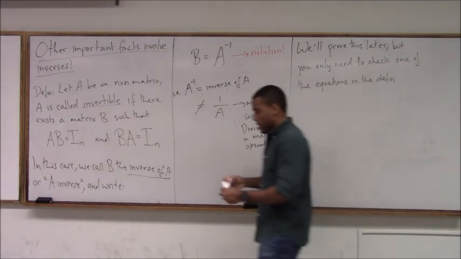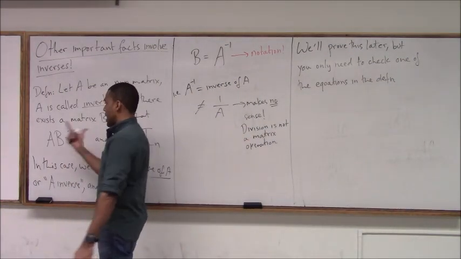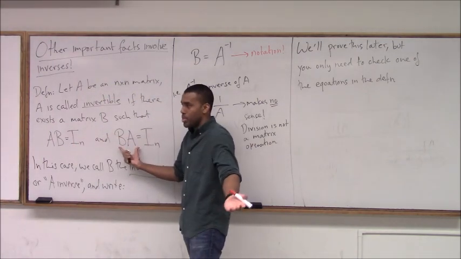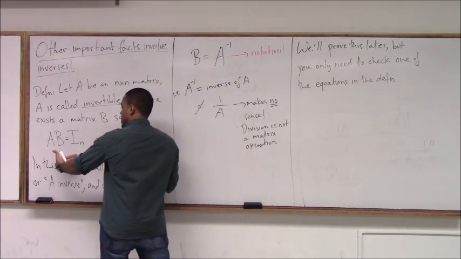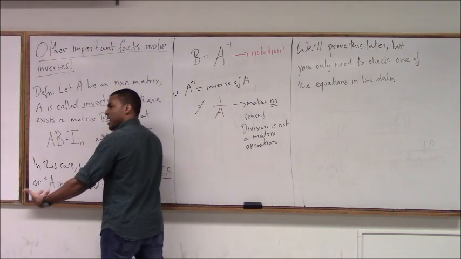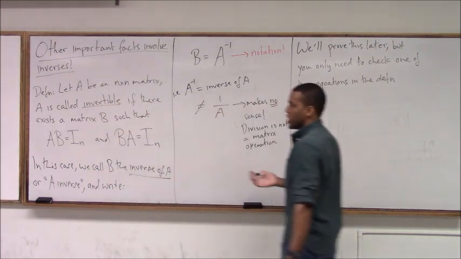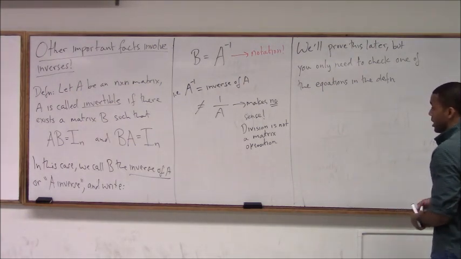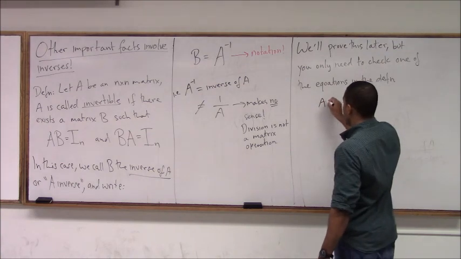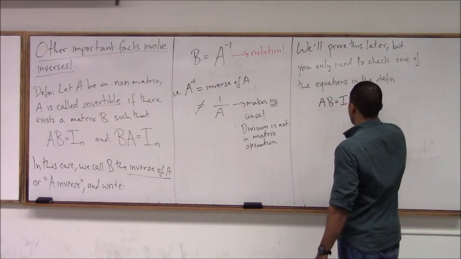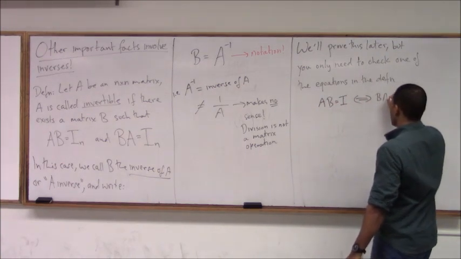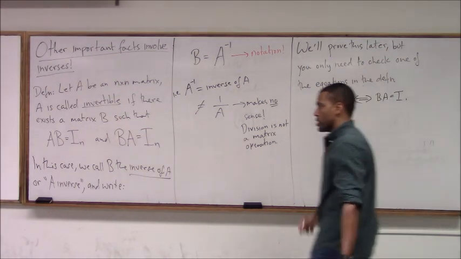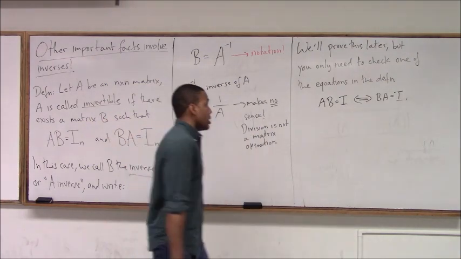It turns out that both of these equations will be true at the same time. So if it's actually true that A times B is equal to I, it will automatically be true that B times A is equal to I. So while both of these exist in the definition, really you only have to verify one of them. If you ever want to check that something is an inverse of something else, you can multiply in either order, and it will work. This means that A times B equals I if and only if B times A equals I. So you only need to check one of the equations, right? If one holds, the other one will hold.